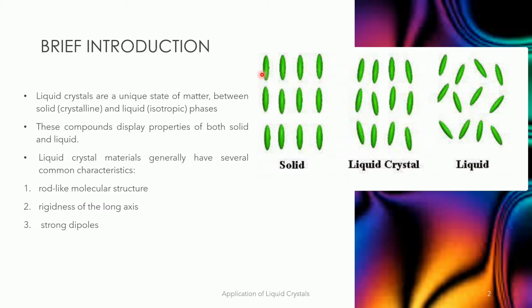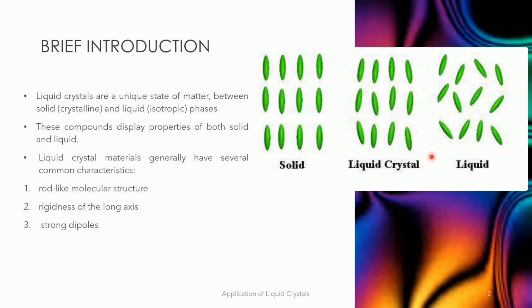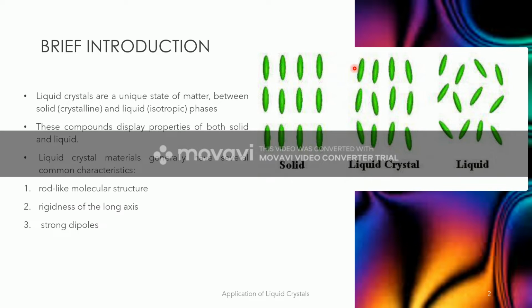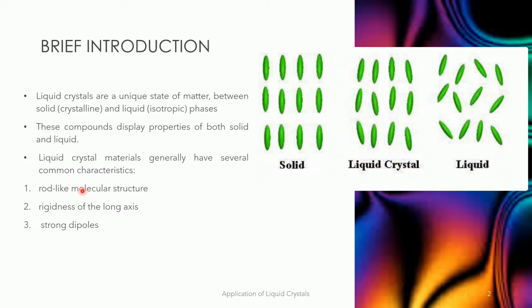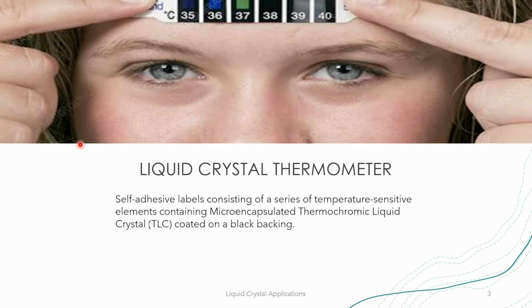For solid we see that the matter is in an orderly manner, but for liquid it's randomly arranged everywhere, and we know that it can be moved around anywhere. Liquid crystal possesses both of these properties, which means it has somewhat of an orderly arrangement, but at the same time each individual molecule can be moved around easily, just like in a liquid. Liquid crystal materials generally have several common characteristics, such as a rod-like molecular structure like this, a rigidness of the long axis, which goes in this direction, and also strong dipoles, which can be easily manipulated using electric and also magnetic fields.